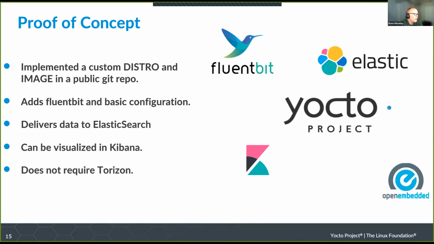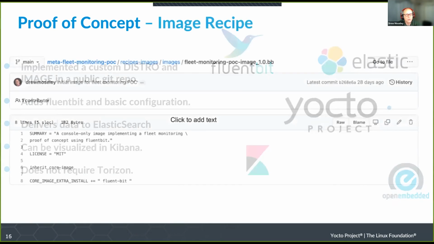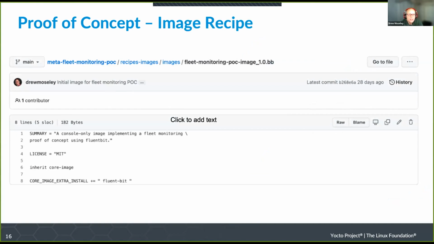Right now, I'm running it all locally on my local area network here. I assume it can work in a more widely spread network, but I would be very careful because I have put zero thought into security of this particular proof of concept. So, like I say, it's on my GitHub, github.com, Drew Moseley, meta-fleet-monitoring-poc.